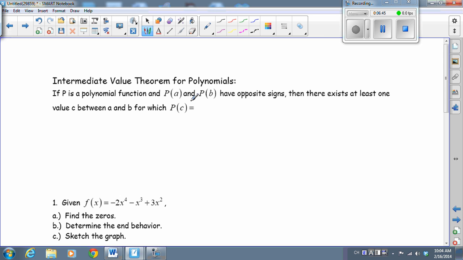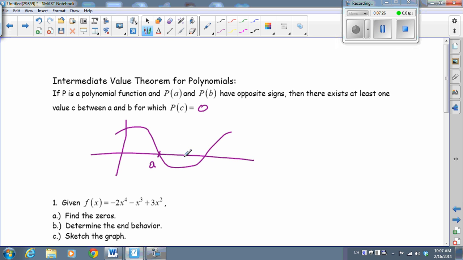Intermediate value theorem for polynomials. If P is a polynomial function and P of A and P of B have opposite signs, then there exists at least one value of C between A and B for which P of C is equal to 0. In other words, if I want to graph this, I will have something like this. Let's say my function looks like this. If P is a polynomial and P of A and P of B are opposite signs.